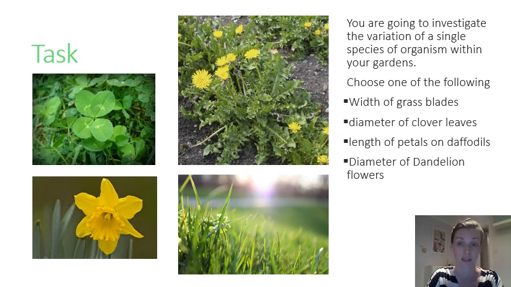So what you're going to investigate is the variation in different plants across different areas of Macclesfield, and we're going to find out if the results of this experiment show that the location does affect either the width of grass blades, the diameter of a clover leaf, the petal length of daffodils, or the diameter of dandelion flowers. Just in case you're not sure, I thought I'd put 4 pictures up there because sometimes people get confused between dandelions and daffodils, but hopefully that's a reminder for you.